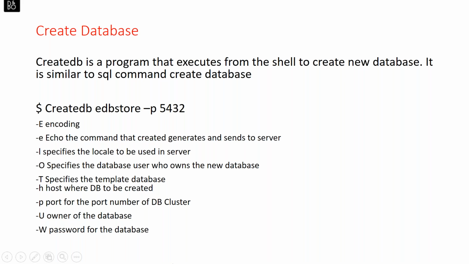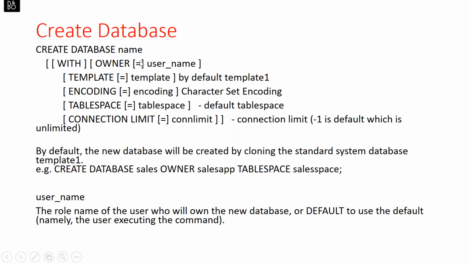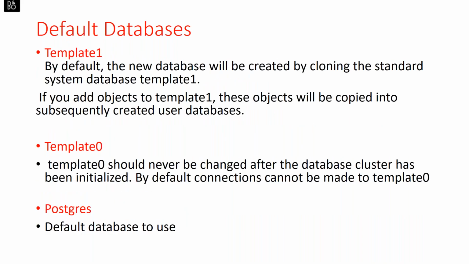So I'm creating a database into a cluster which is running on 5432, and the name of the database is edbstore. Now this command has been fired on my Unix prompt. Earlier this create database was fired on the Postgres prompt, or psql, the client tool. Now these are the default databases which are there: template1, template0, and postgres.